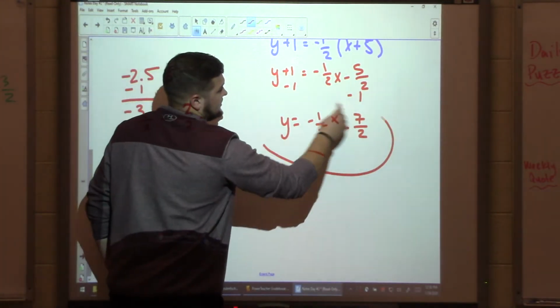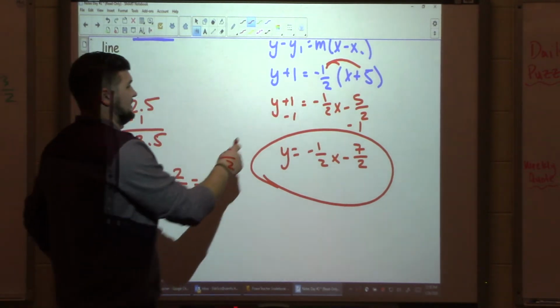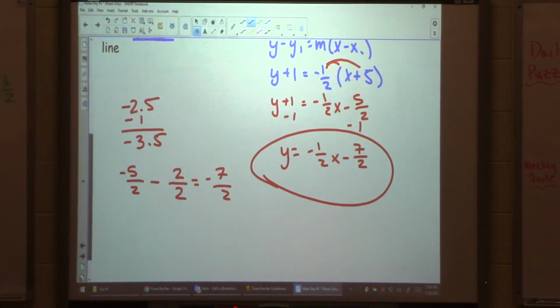Okay? So if it asks you to write it in slope-intercept form, that would be your answer. If it doesn't, I'm perfectly okay with you leaving it as point-slope. Any questions on that? Cool. Let's keep rolling.